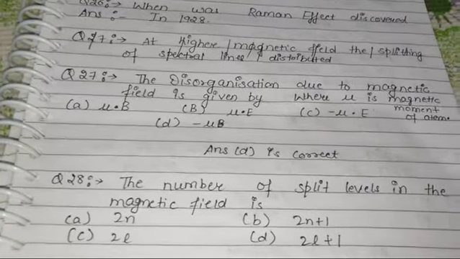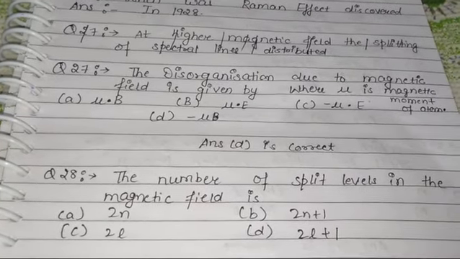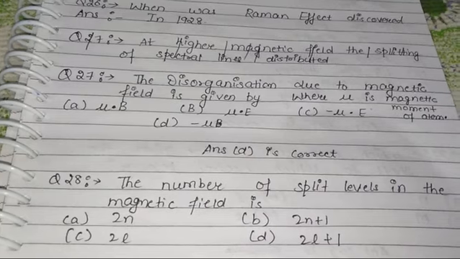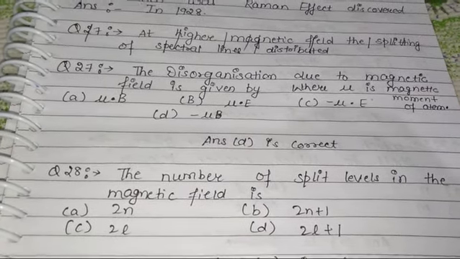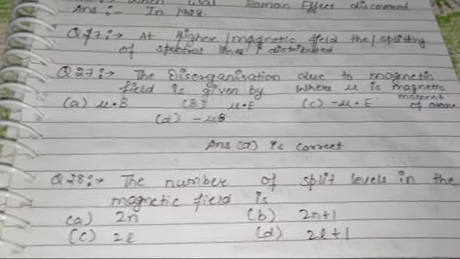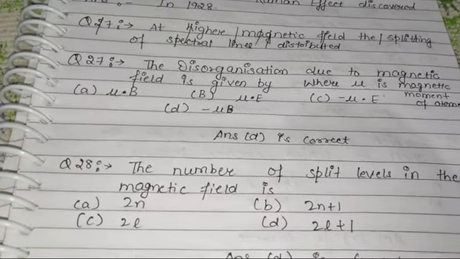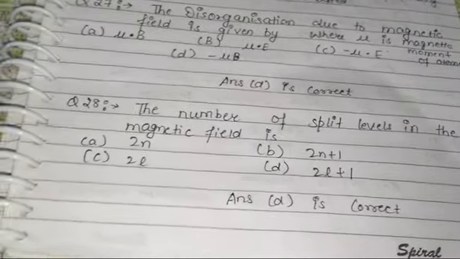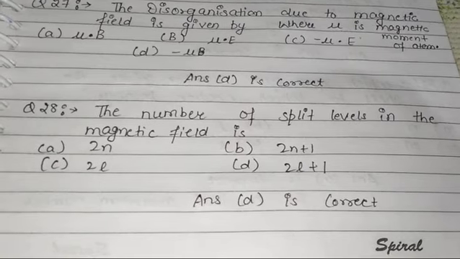Now next question is, the number of split levels in the magnetic field is given by A, 2n, B, 2n plus 1, C, 2l, D, 2l plus 1. So here D is the correct answer, it is given by 2l plus 1.